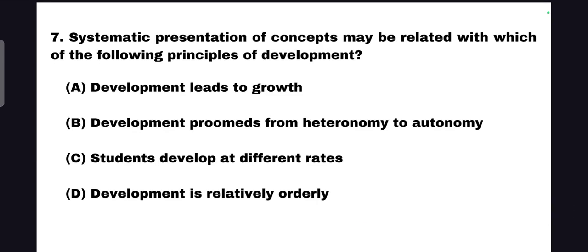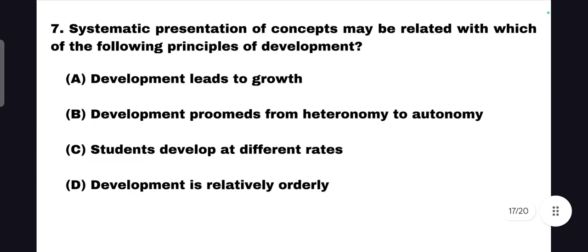First option, development leads to growth. Development proceeds from heteronomy to autonomy. There is a spelling mistake there, I'm sorry. Students develop at different rates. Development is relatively orderly. So don't get confused with these options. Clearly analyze the question first. The systematic presentation of concepts may be related with which of the following principles of development? I give 10 seconds, try and find out the answer.